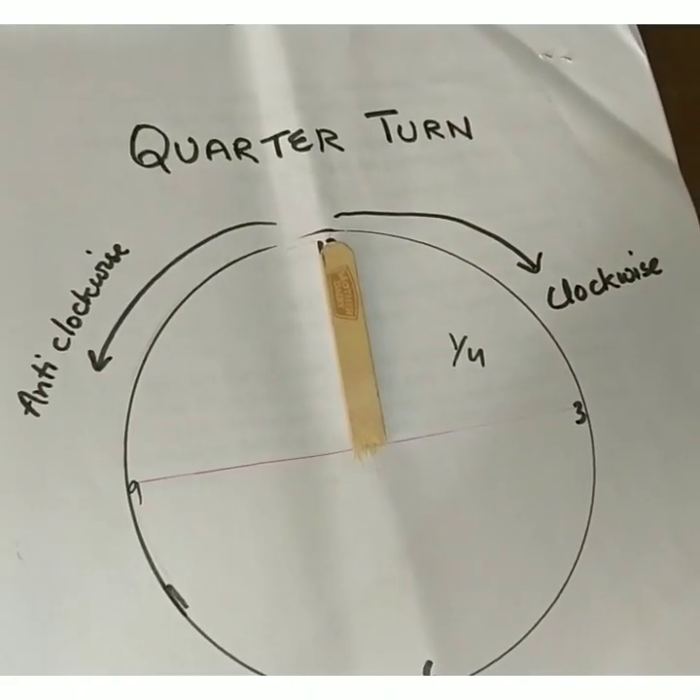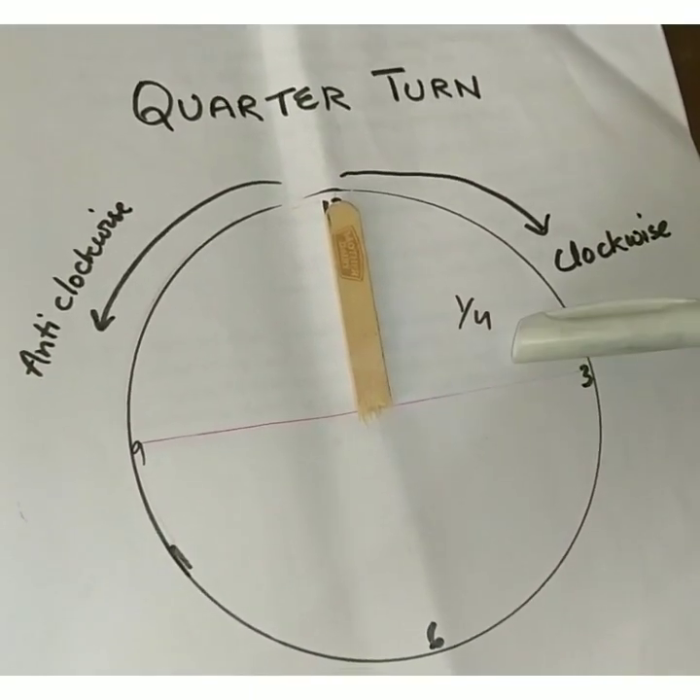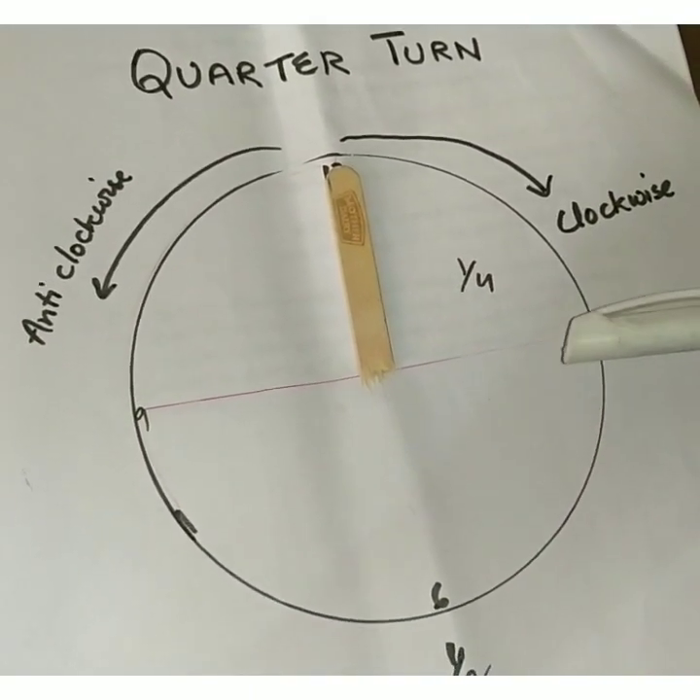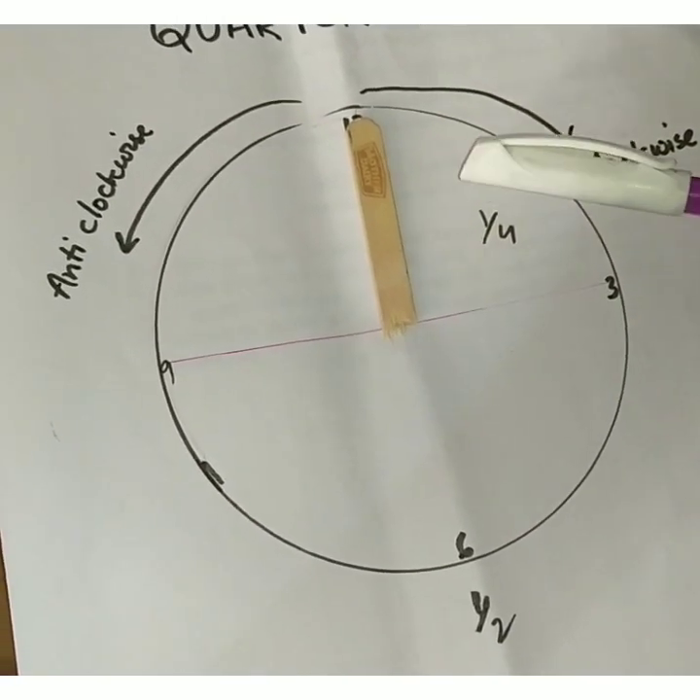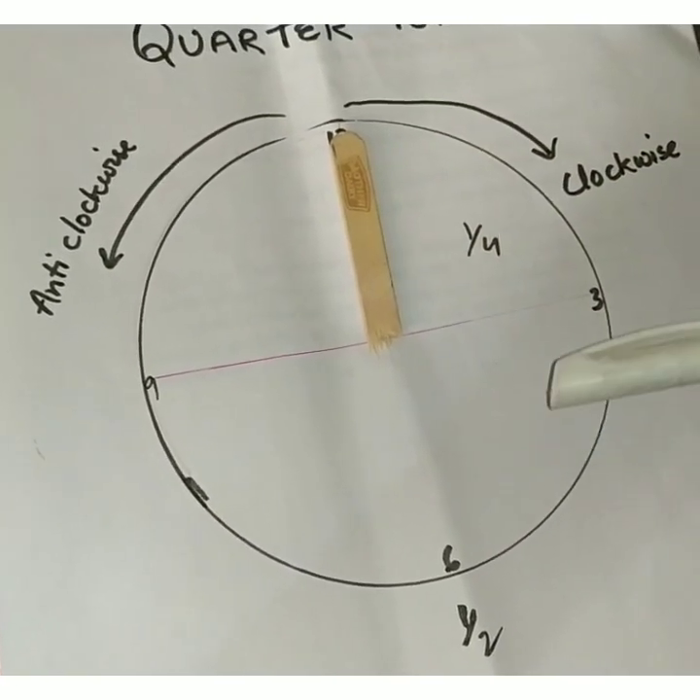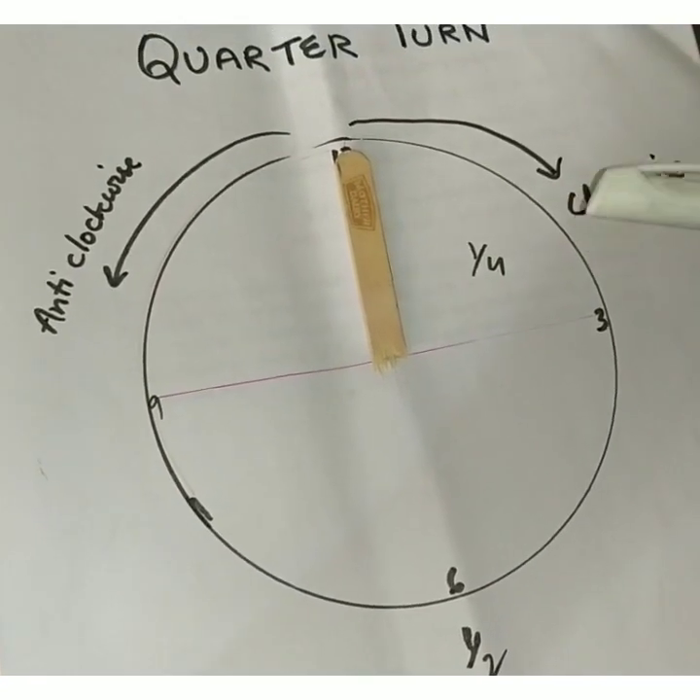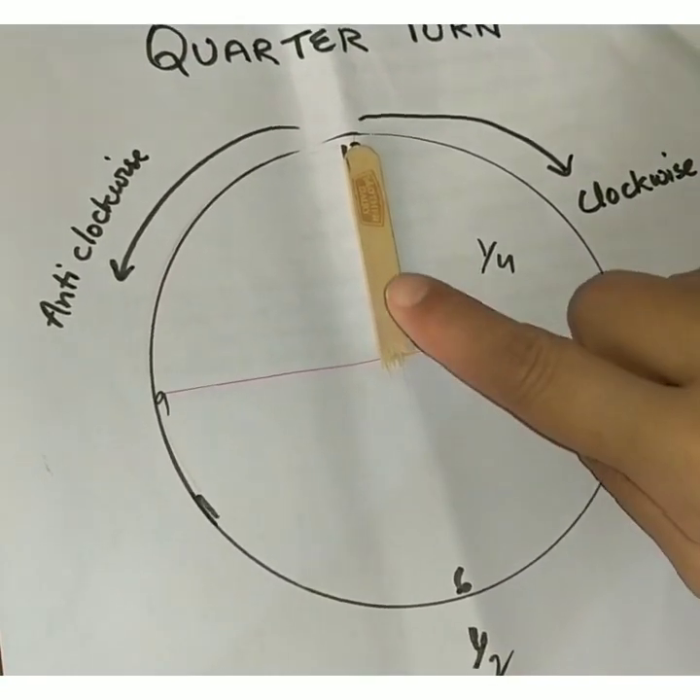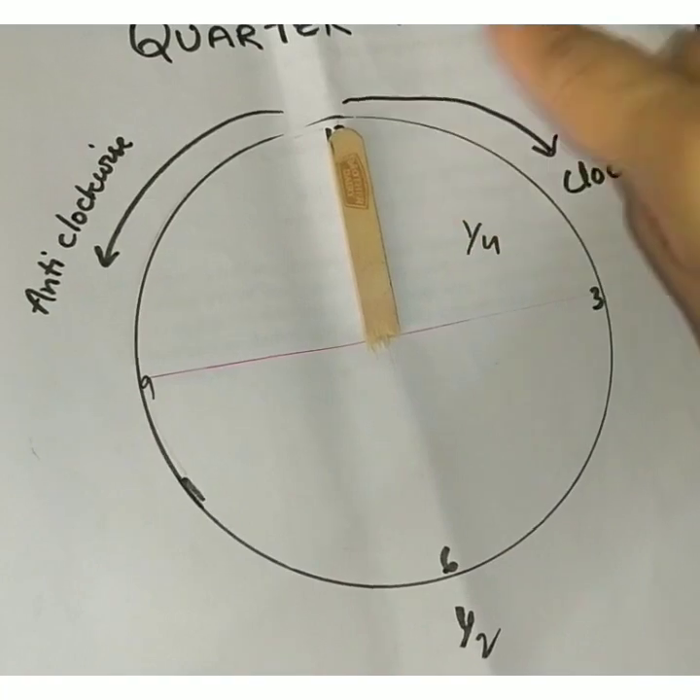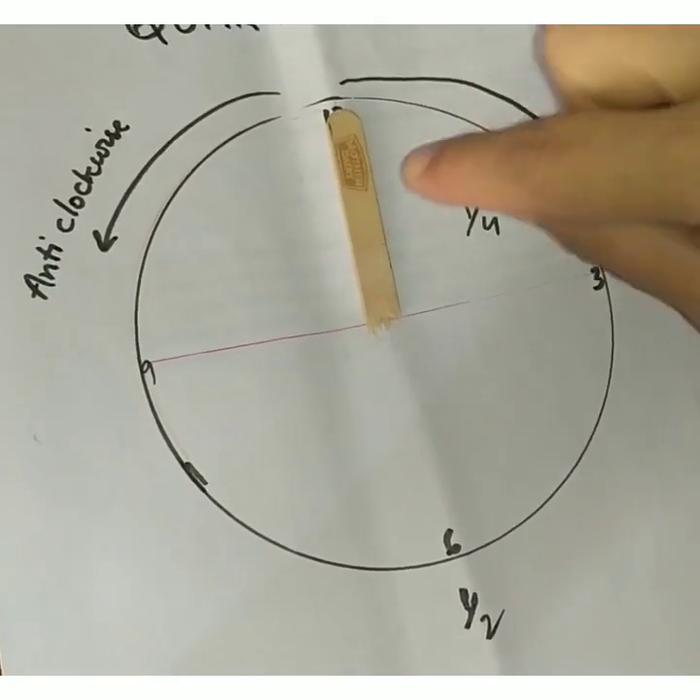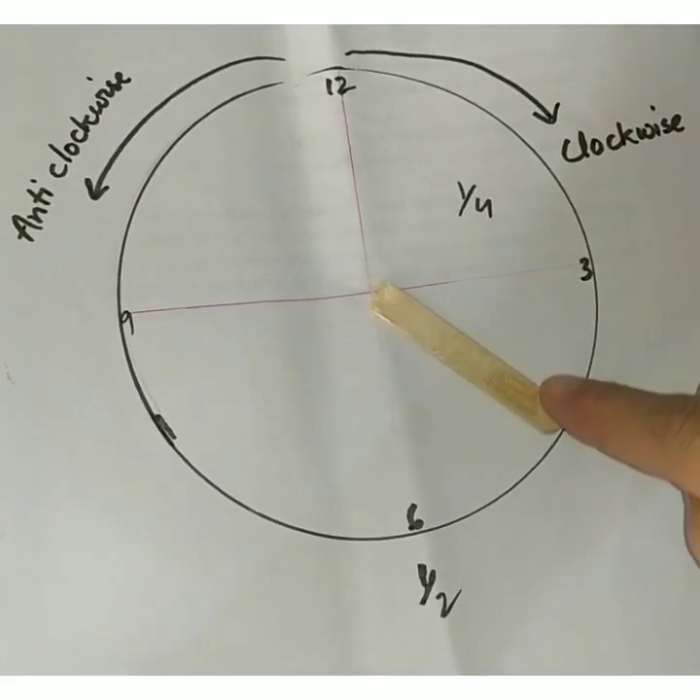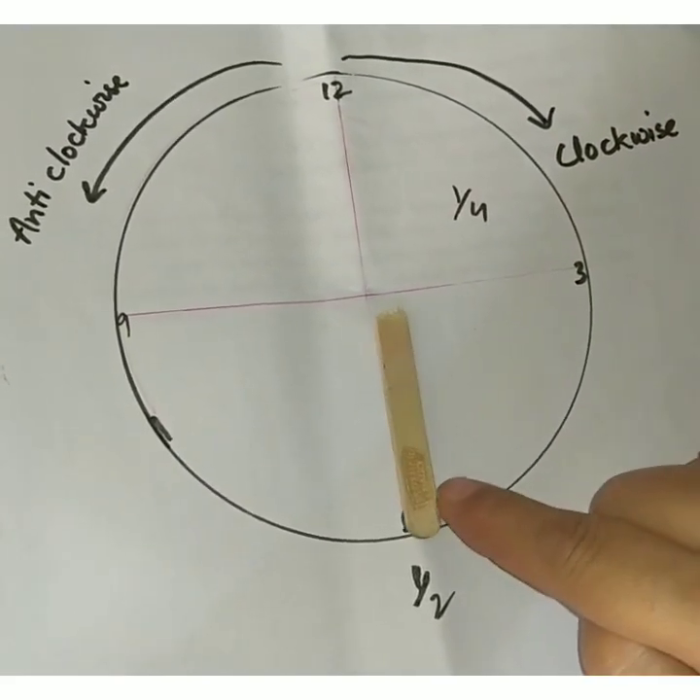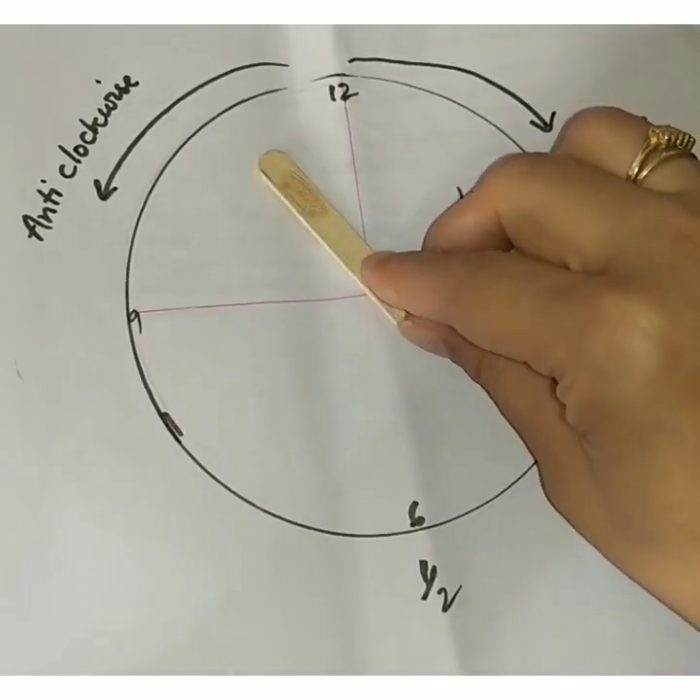Now let me explain to you about the quarter turn. Here I have drawn one clock and you can see the clock is divided into 4 equal parts. Each part is 1/4, meaning quarter. Now if I move this arrow clockwise here, it means I'm taking a clockwise turn. Fine, let's come to the whole.